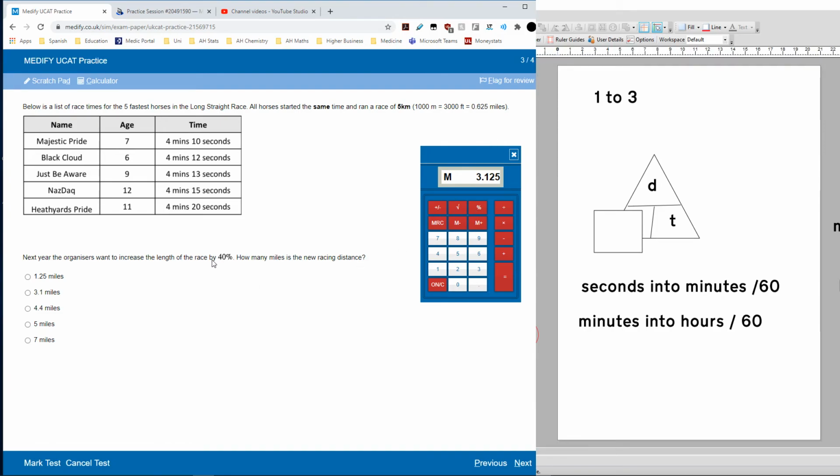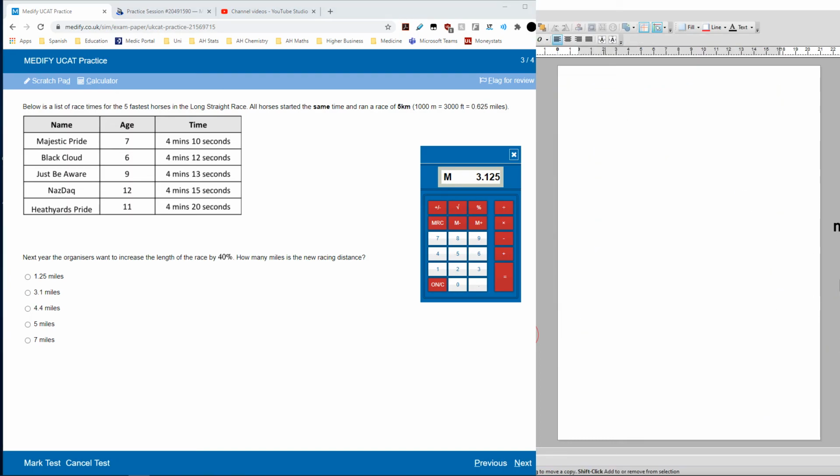Now if we're increasing the length by 40%, it means we are appreciating, so it means we're timesing length by 1.4, because remember we have to add the 40% onto the 100, so we get 140%. So we times that by 1.4. We get 4.375 miles. Round that up to 4.4.